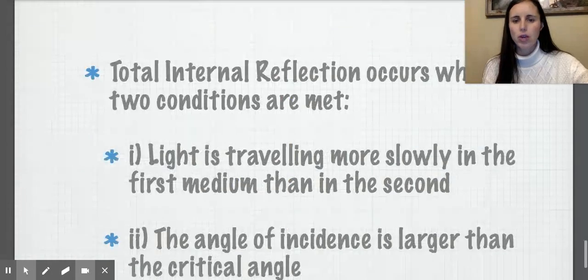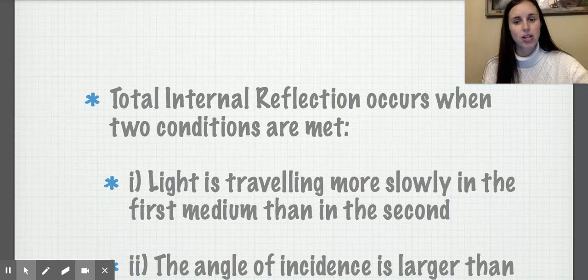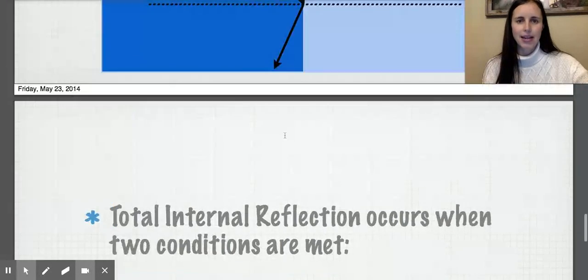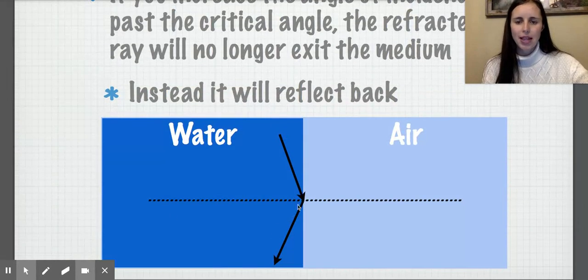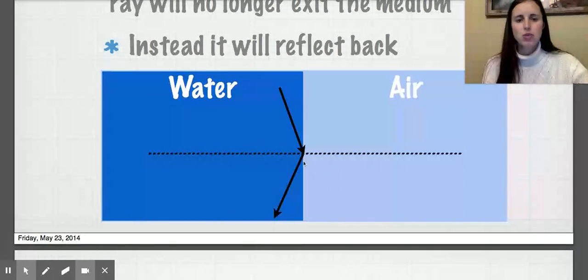So just a really quick overview of total internal reflection. There's two things that have to happen for total internal reflection to happen. The first thing is that light has to be traveling more slowly in the first medium than in the second. So just like we set up here, light was traveling slower in water than it was in air. That's because light is going to bend away from the normal and it's going to eventually totally internally reflect. If this was going in the opposite direction, it wouldn't work. So you have to be going from denser to lighter.